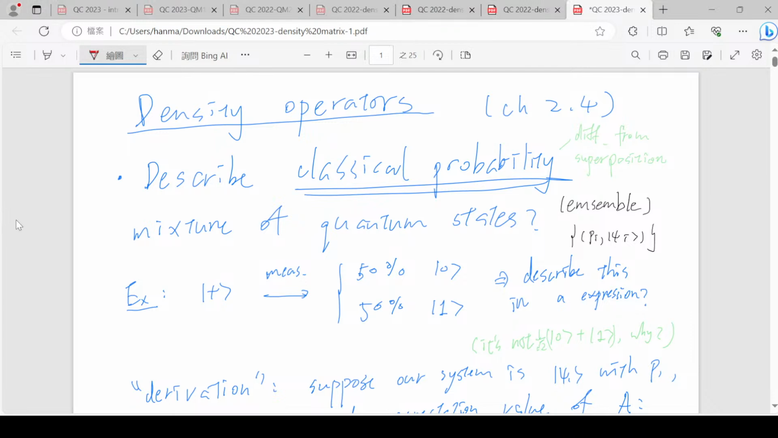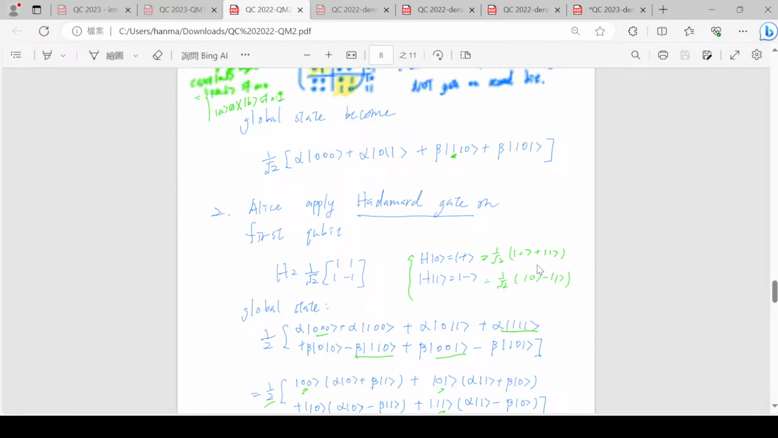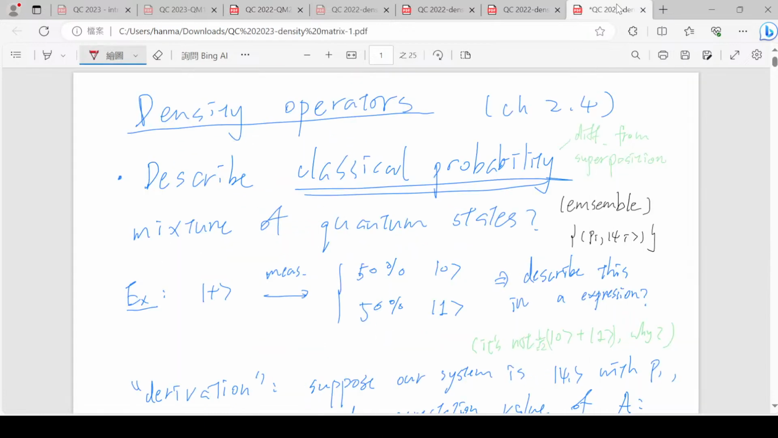Okay, so any questions from last time? Last time was quite a long time ago, but we went over the review. We went over the teleportation protocol, and we started talking about density matrices. Today we'll be mostly talking about density matrices, a lot of properties about them. The density matrices, or density operators, are a more general description of quantum states.